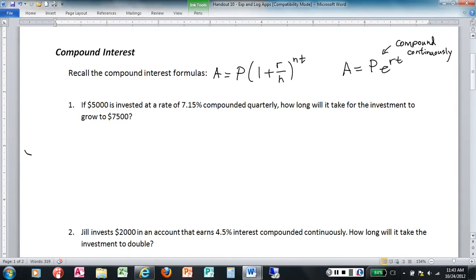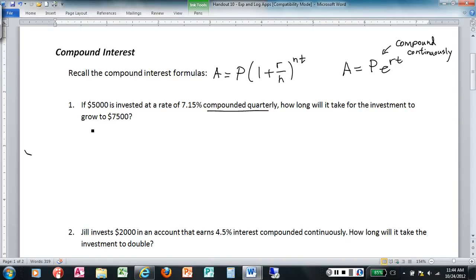Let's look at number one. If $5,000 is invested at a rate of 7.15% compounded quarterly, how long will it take for the investment to grow to $7,500? Again, focus on how often your compounding is, and in this case, compounding is quarterly. Which formula, the right one or the left one, do we use? Yeah, we're going to use the one here on the left.